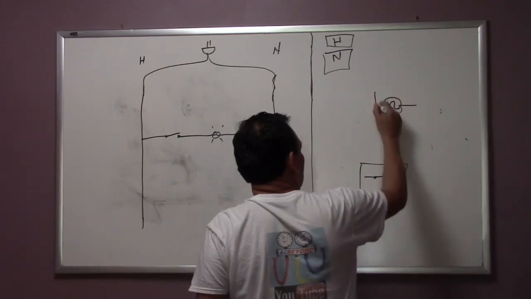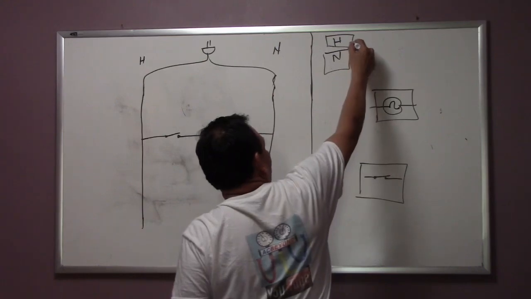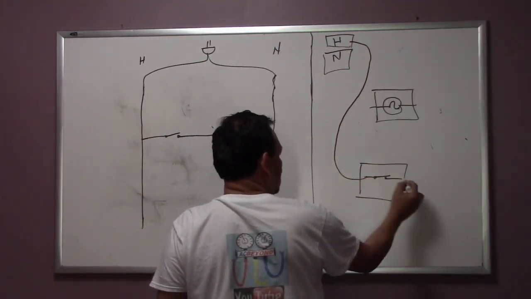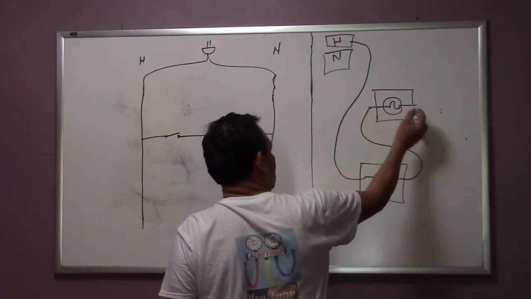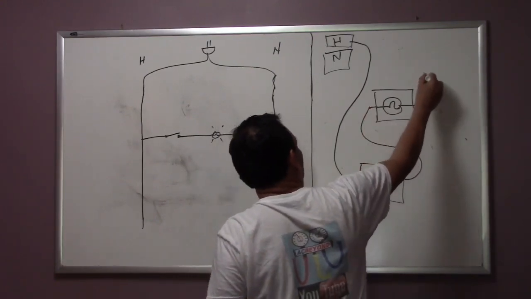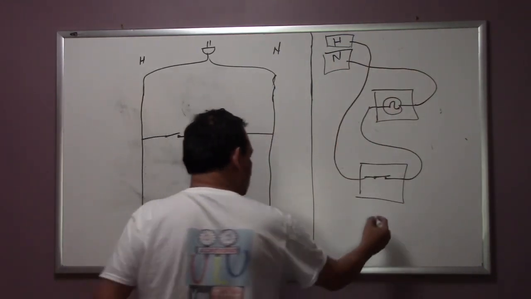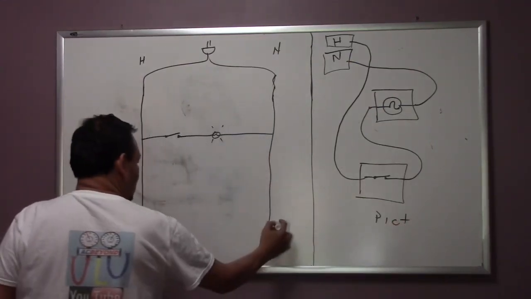Okay, this is your light bulb. So, you're going to have a hot leg from here, going to the switch, from the switch going to the light bulb, and from the light bulb, it's going to go to your neutral. This is a pictorial, and this is the ladder schematic.